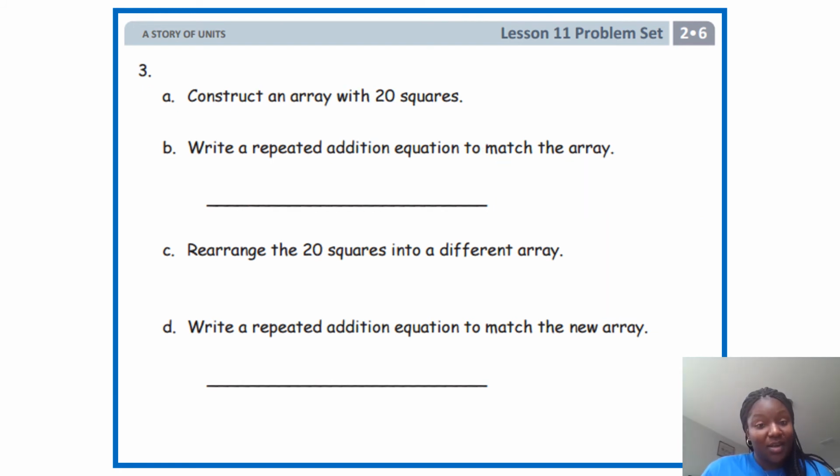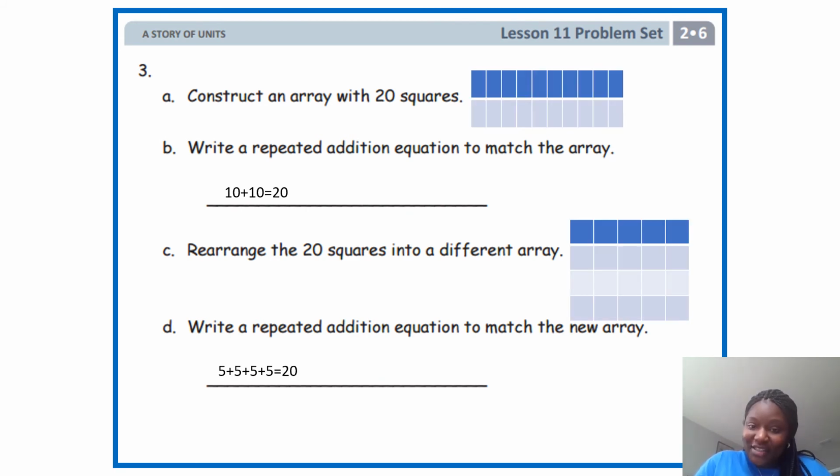Number 3. We're going to construct an array with 20 squares for A. B, we're going to write a repeated addition equation to match the array. C, we're going to rearrange the 20 squares into a different array. And D, we're going to write a repeated addition equation to match the new array. Pause, get your answers, and come back to see if they're the same as mine.